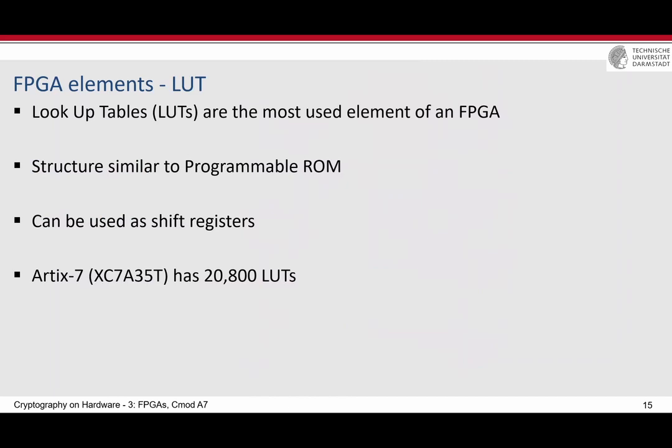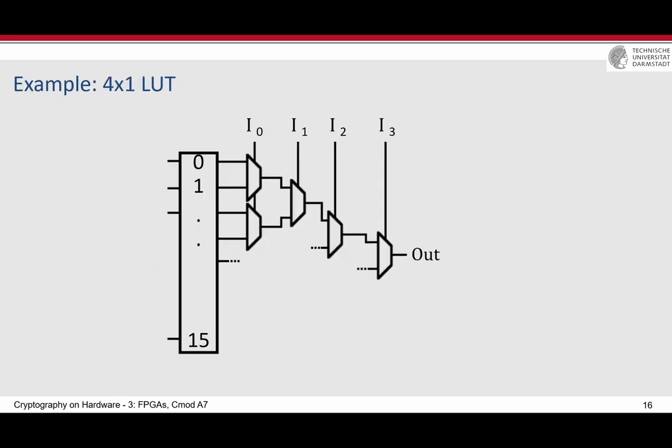Now, FPGA elements, LUTs. I explained this slightly, but we go into more detail. The LUTs, or lookup tables, are the most used elements of the FPGA. And as I said, they are similar to RAM, and they can also be used as shift registers, as I explained. In the FPGA you have more than 20,000 lookup tables available. Then any combinational circuit that you want to implement is possible to implement using that many lookup tables.